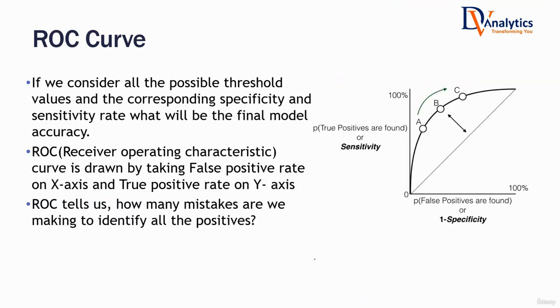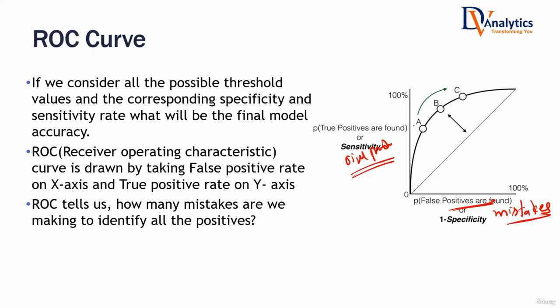An easy way to look at it is, this is the false positives found. You can simply look at that as mistakes, the number of mistakes that you make. This is the true positives found. These are the kind of accuracy or the right predictions. Right predictions are on the y-axis, mistakes are on the x-axis. That is what the ROC curve draws. Then what do we do?